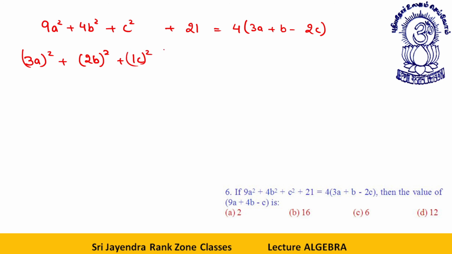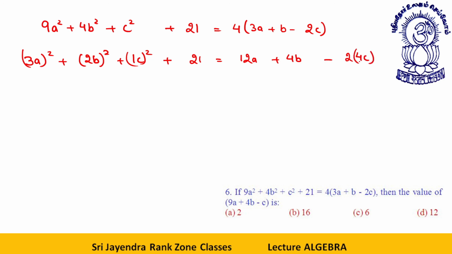Now, this is 4 into 3. If I break this 21, how will I break it? This 21 we will break later on, but let's write this first. 4 into 3a is 12a, plus 4b, minus 2 into 4c.